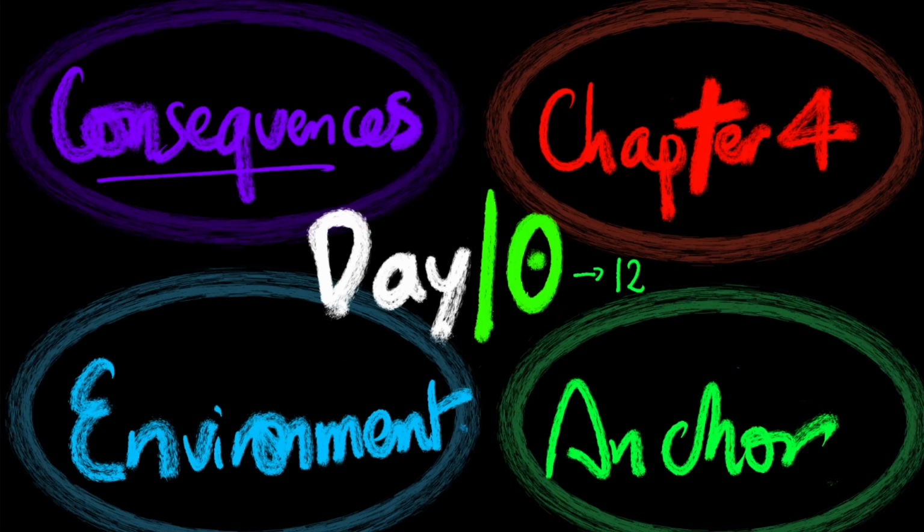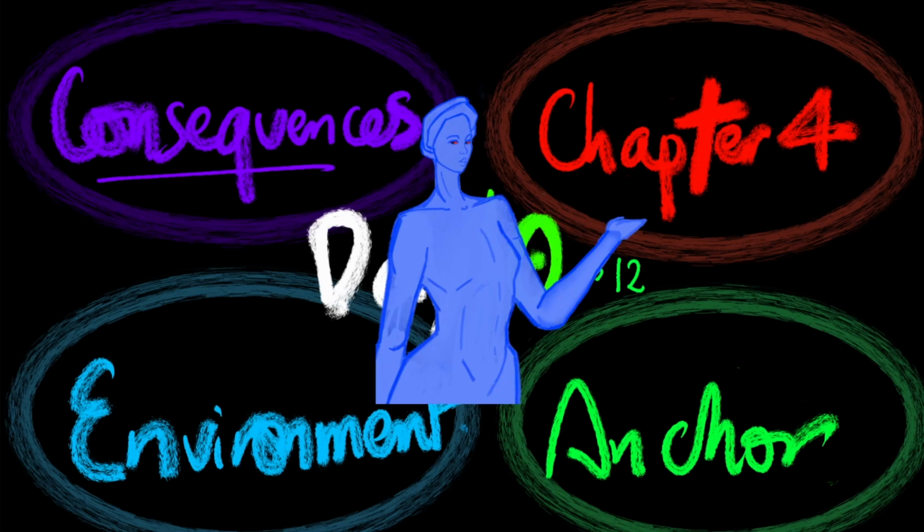On day 10, we'll start chapter 4. We'll have up to day 12 to compose it. Chapter 4 is our first anchor chapter. Anchor chapters follow crisis chapters. Their main goal is to display the consequences of the crisis and to create a continuity in the story.